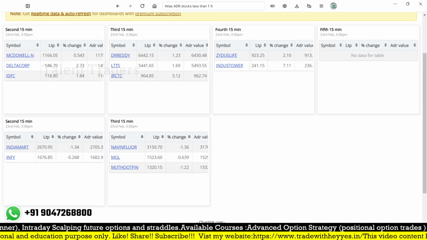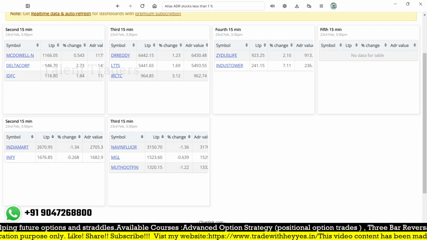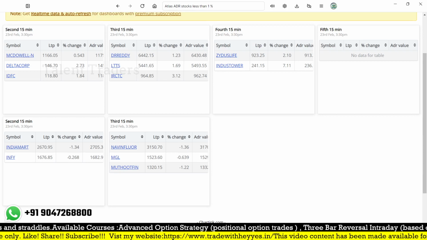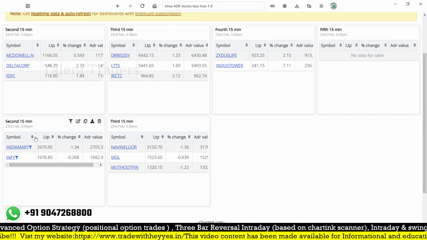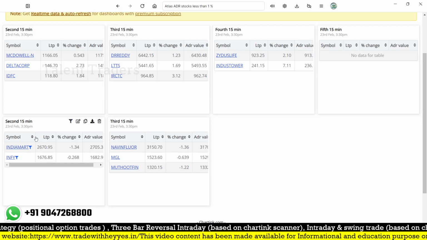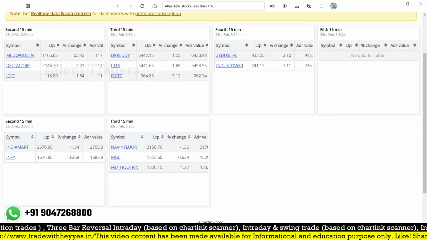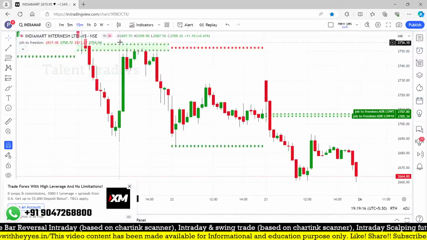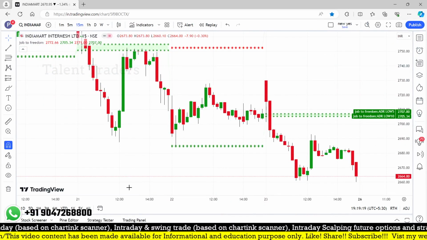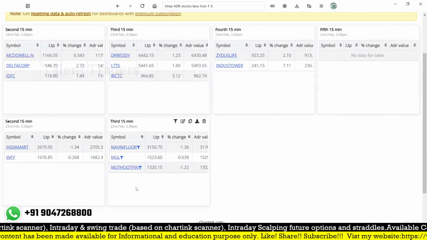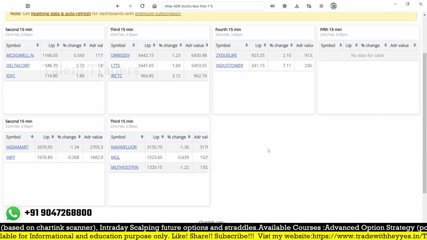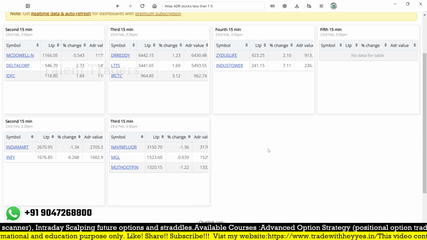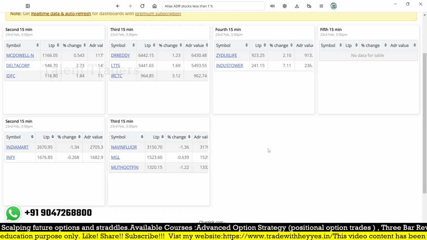And in this video, I'm going to discuss the ADR scanner. Recently we created that ADR scanner with less than 1% stocks, to find stocks forming less than 1%. In the last video we created three scanners regarding the positive side, and now in this video we are simply making a dashboard to find less than 1% trades.